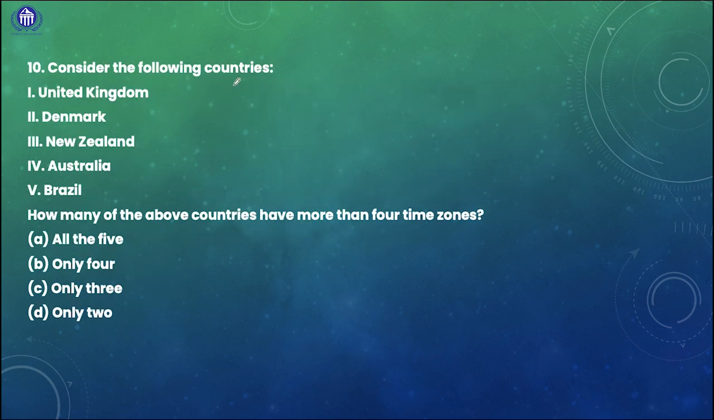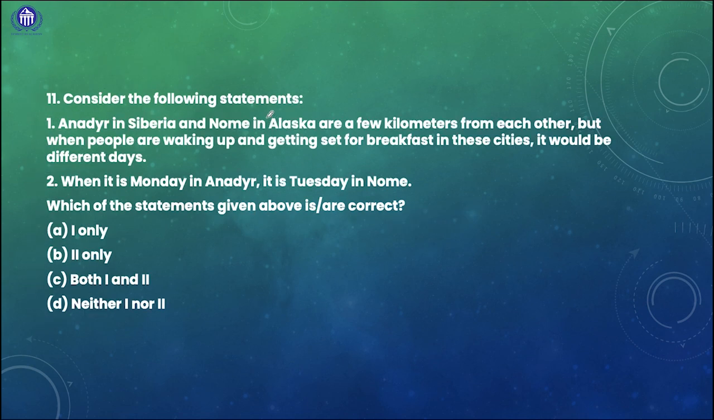Now coming to the 10th question, consider the following countries. So where there are more time zones, this is a direct question which has been asked from your basics of 6th standard, 7th standard, 8th standard NCERT, where time zone concept and international dateline concept has been given in a very good manner. Now coming to the 11th question, Anadyr in Siberia and Nome in Alaska are a few kilometers from each other. This is a question related to international dateline, again asked from basic 6th standard, 7th standard, 8th standard NCERT.